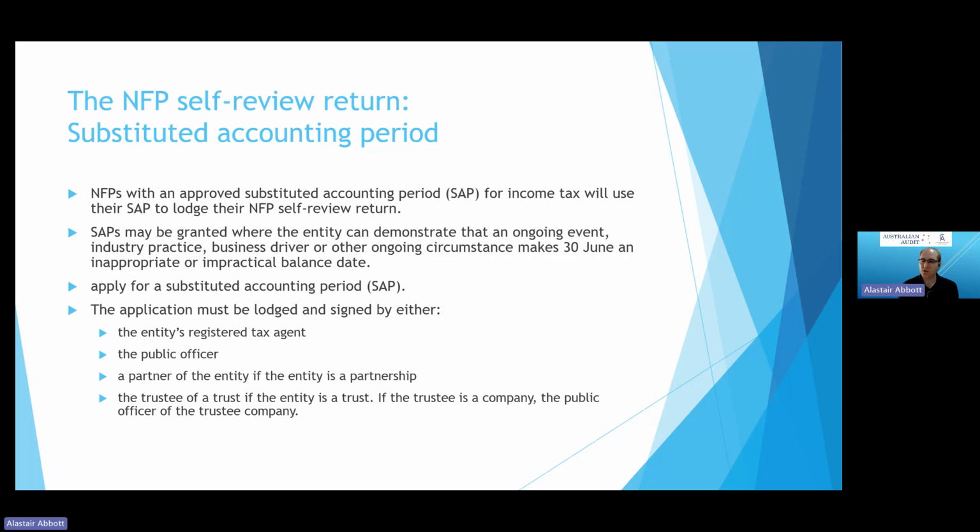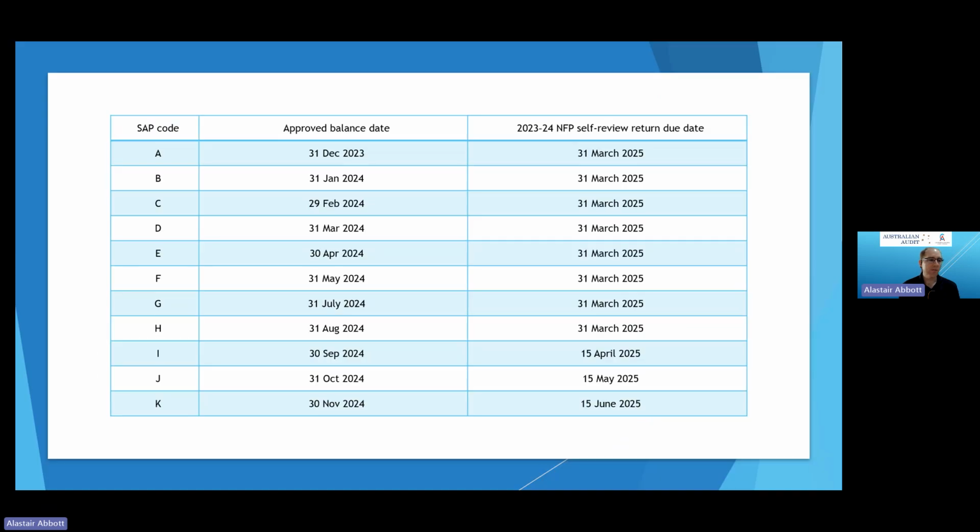Now, some organisations don't have a 30 June year end. There is this concept in the income tax legislation about a substituted accounting period. And so the ATO has given us this helpful table, which when they first released it with the original due dates, was a little bit surprising because you ended up with organisations with a later year end with an earlier due date.